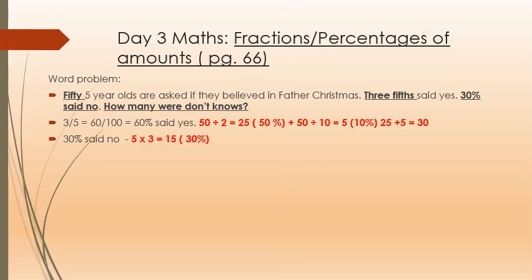Now, we were asked how many were don't knows. Well, we know that 60 plus 30 is 90, so we've got only 10% left. So 10% said I don't know, and 10% of 50 is 50 divided by 10, which is 5. And that's how you solve the answer.